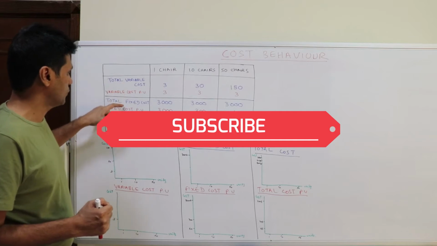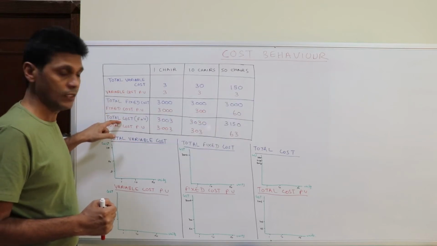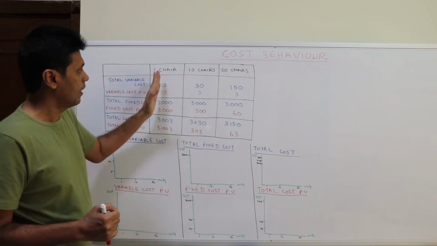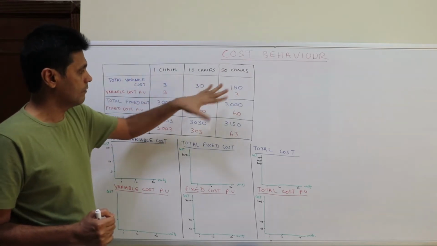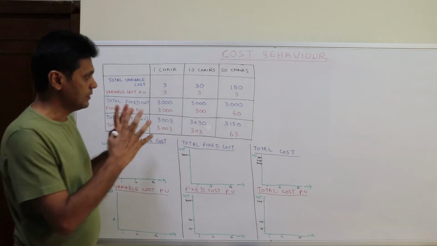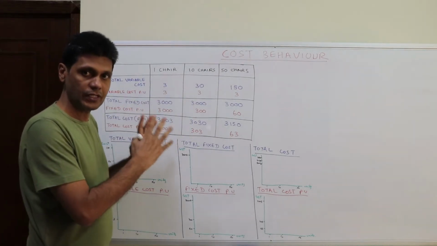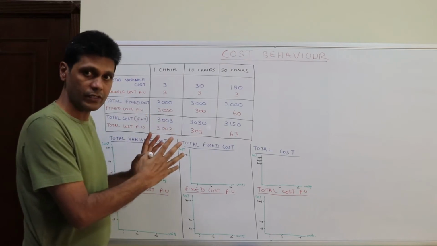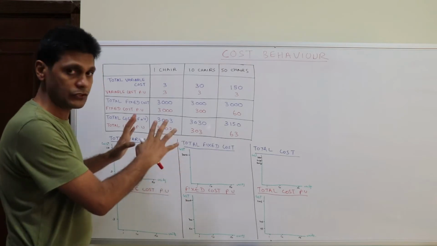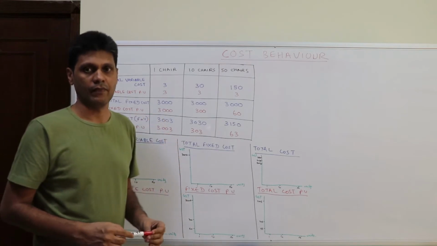So variable cost, fixed cost and the total cost elements are given, and its cost behavior depending on the activity level are also given. Now let's try to understand the information given in this table. Then thereafter we'll try to plot this graph based on this information.